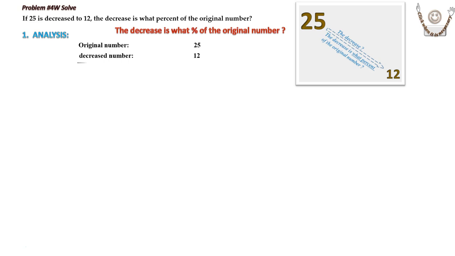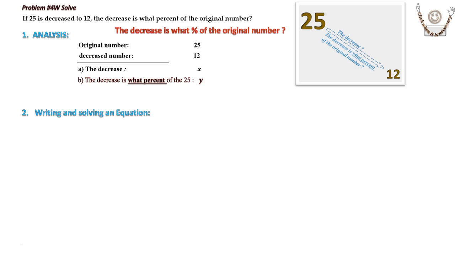We don't know the decrease in the beginning, so we have to find the decrease first. So the decrease, let's mark as variable x. After that, if we are able to calculate the decrease, then we can answer the question. The decrease is what percent of the original number? So we can mark part B, the decrease is what percent of 25, as y. Now we are ready to write out an equation and solve it.